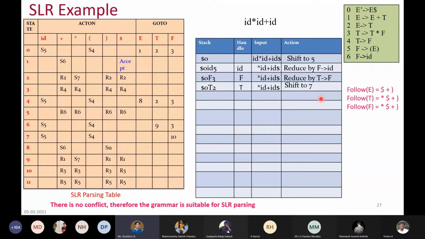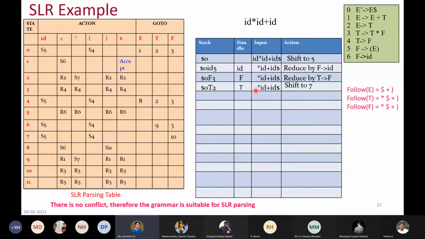So it was successful. Anyway, we are doing the same thing now. F has been replaced by T. So we popped off 3 and F, and then we pushed T, and once you push you have to see the previous state, and that is 0. 0 on T is what? It is 2. So 0 T 2 will be there.